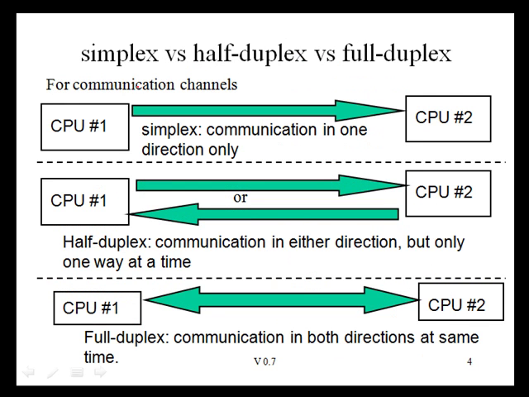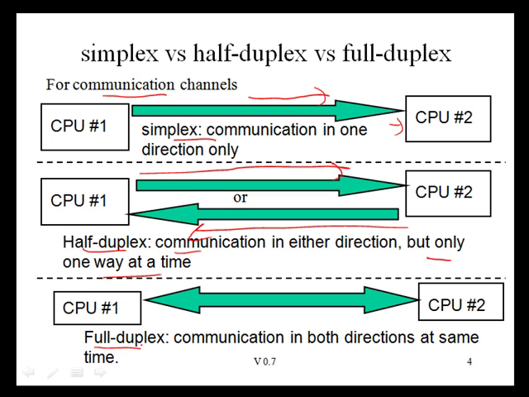Let's introduce some definitions for communication channels. A simplex communication channel allows communication in one direction only. Here, CPU 1 can only send data to CPU 2. Half-duplex communication allows communication in either direction, but only one direction at a time. So here CPU 1 can be sending data to CPU 2, or CPU 2 can be sending data to CPU 1, but they cannot be sending data to each other at the same time.